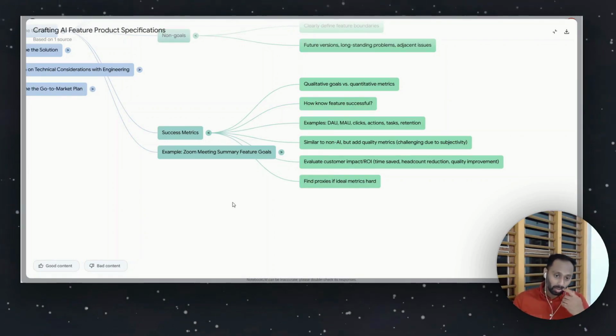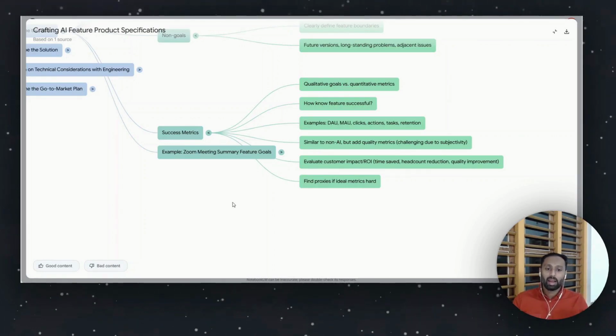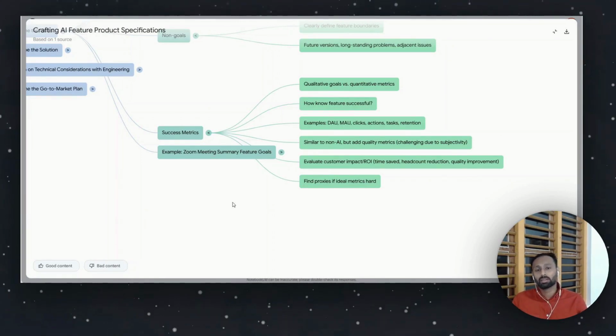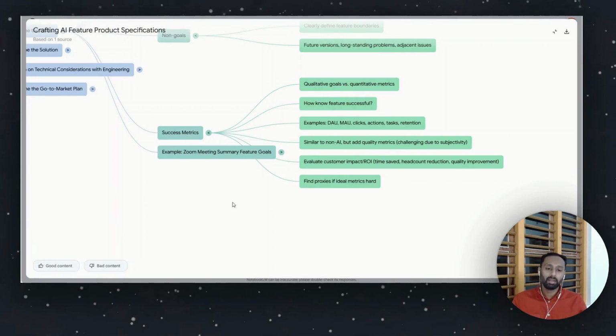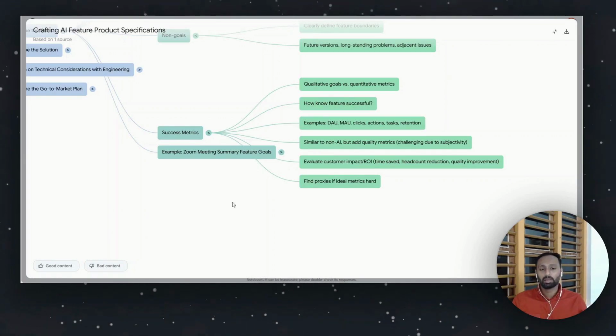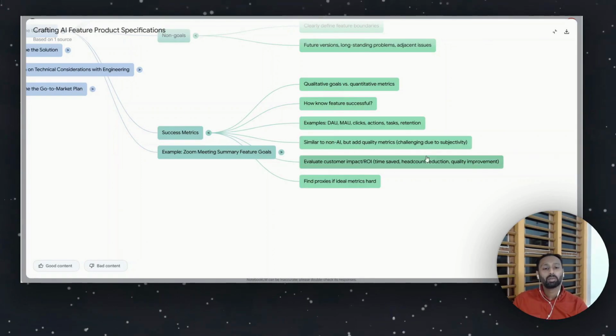There can also be proxy metrics, because if you are not able to find the ideal metrics, go for a proxy metric. Proxy metrics are metrics parallel to the one you want, which are not directly saying it, but give you an indirect direction that something is going well. Similar to non-AI, but add quality metrics.